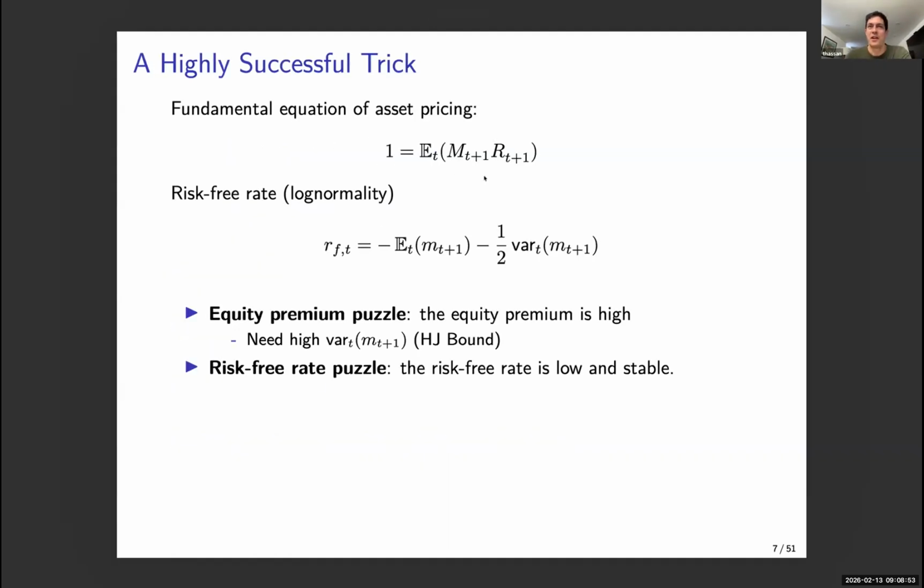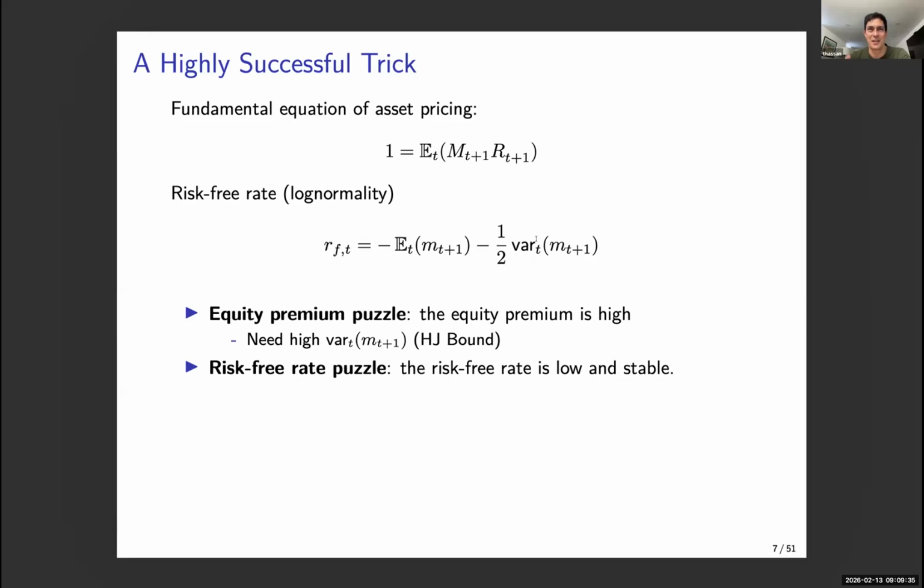The fundamental equation of asset pricing, we start all of our lectures with it: 1 equals E of MR. If you have no arbitrage and log-normal shocks, you can write this. I'll say later that log-normality doesn't really matter for this. The point is that the risk-free rate has something to do with the mean and the variance of the stochastic discount factor. When we teach this equation, there are two parts. The equity premium puzzle is that we need the variance of M to be really high. The risk-free rate puzzle is that we need the sum of the mean and the variance of the SDF to be low and stable.